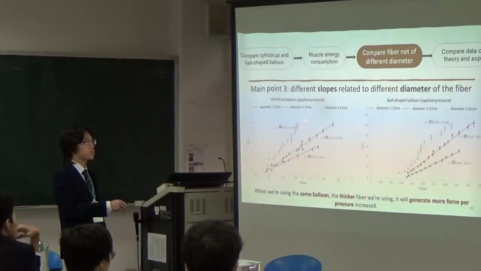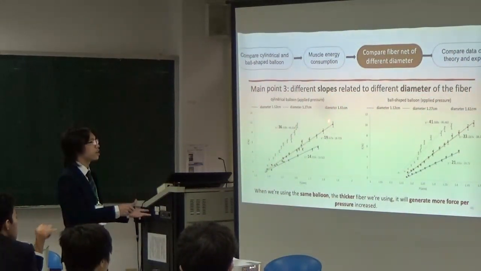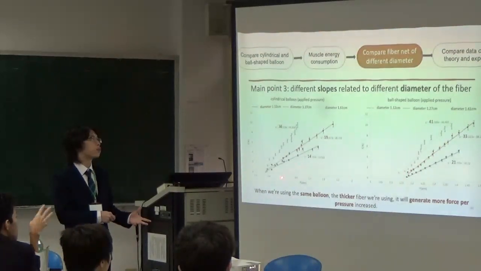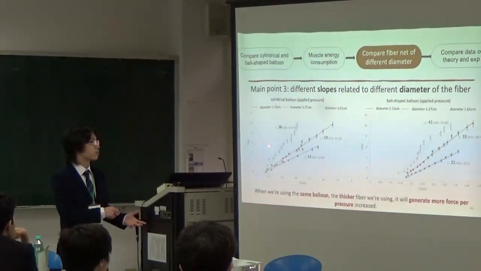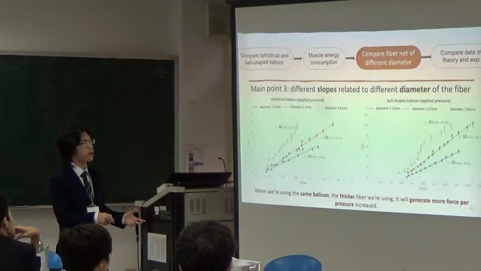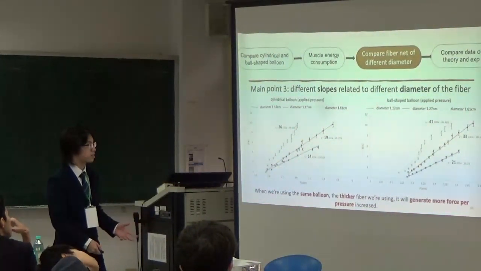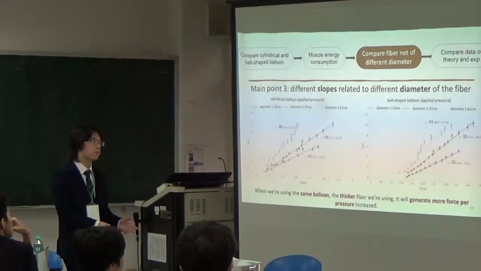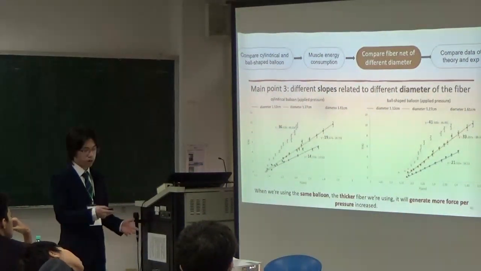The gray line is for the thickest diameter, the orange line is for the medium, and the blue line is for the thinnest. As you can see, the slope is always biggest on the thickest, then the medium, and at last the thinnest. As a result, we can say that a thicker fiber will generate more force per pressure increase.